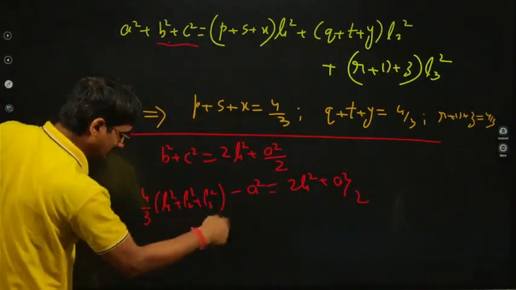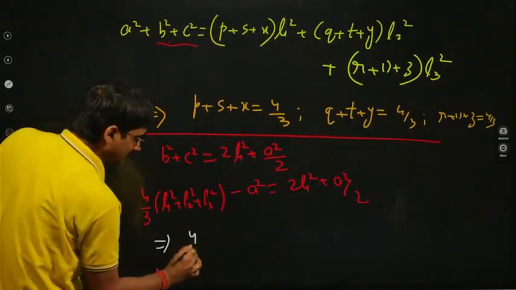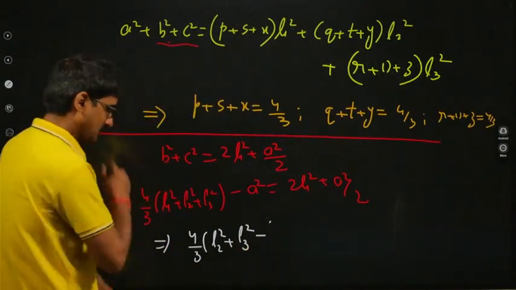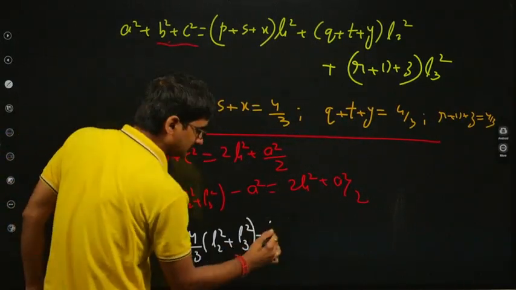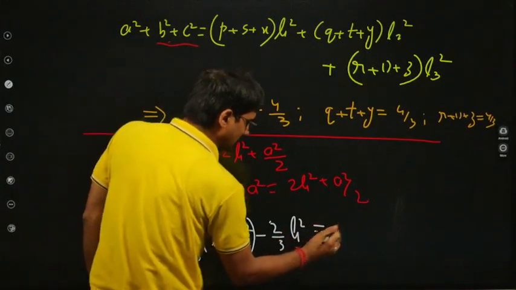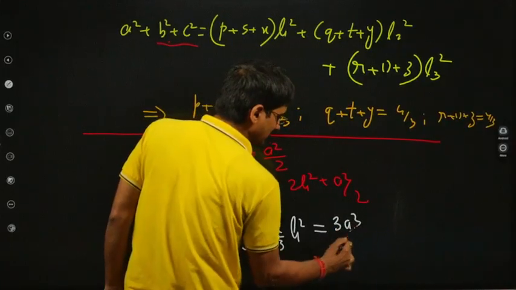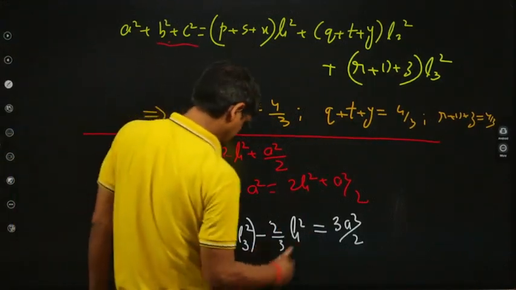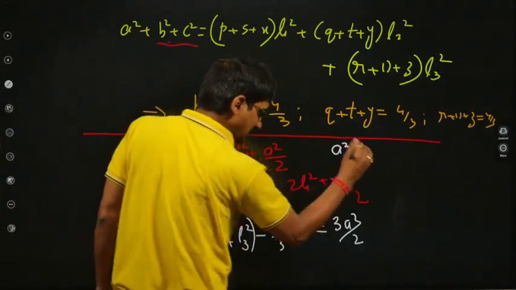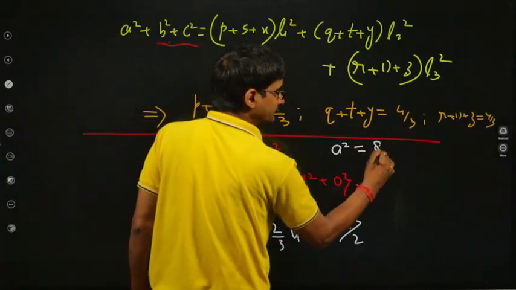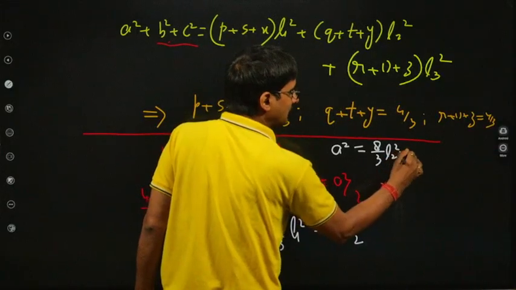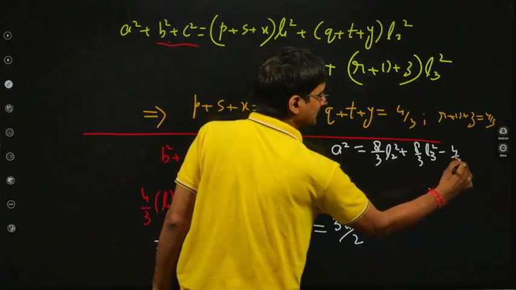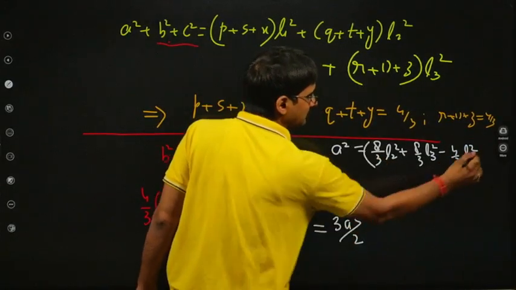If I take it this side and bring it that side, it is 4 by 3 times L2 square plus L3 square minus 2 by 3 L1 square is equal to 3A square by 2. So I can say that A square is 8 by 3 L2 square plus 8 by 3 L3 square minus 4 by 3 L1 square, and the whole divided by 3.